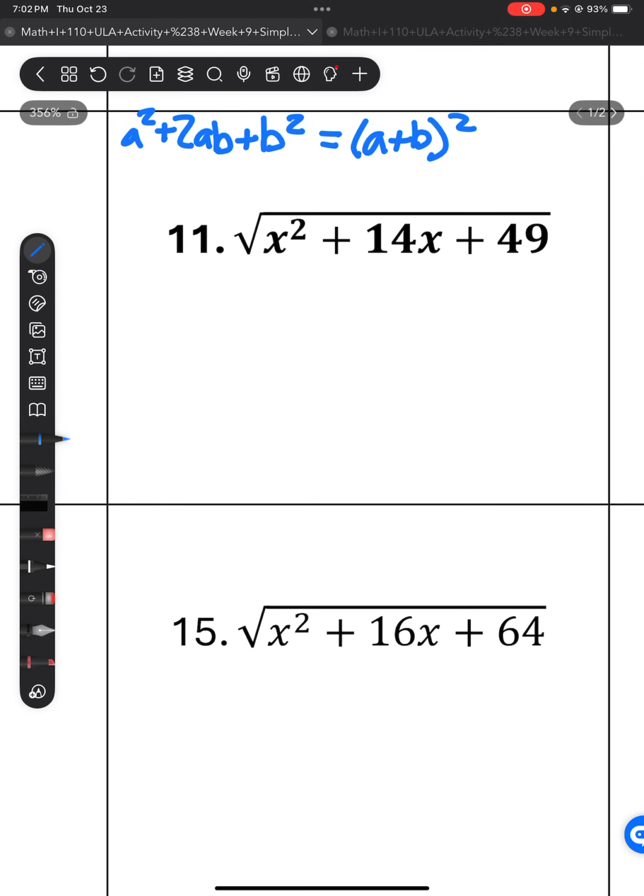So looking at this formula, we have our x squared plus 14x plus 49. I'm immediately looking here: 49, that is 7 squared. So we know our b is 7. Now, we're going to divide this by 7. That leaves us with 2. So when we divide by 7 times the 2, we're left with our a being x.